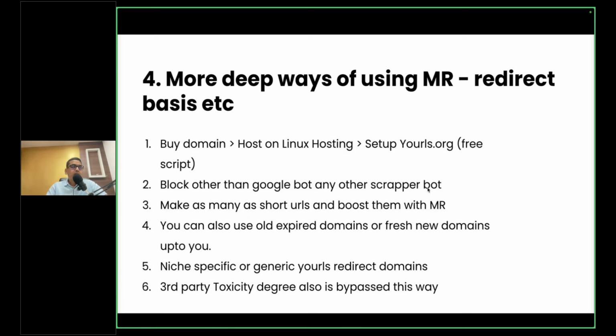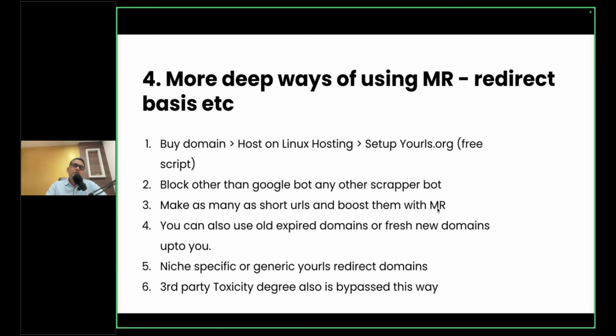Then what I do is, you can use the help of ChatGPT or any other online resources, and you can block all the Ahrefs, SEMrush, or whatever kind of bots. You can just block them other than Googlebot. So you block all those bad bots, those scrapers, make as many short URLs as you like and push them through the MR. Yeah, that's the idea basically.